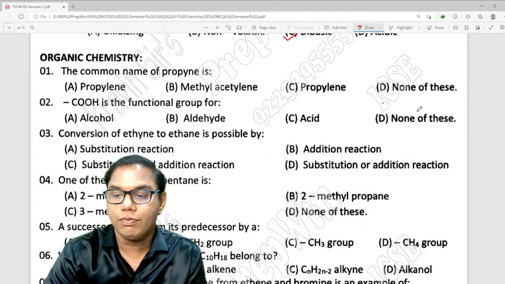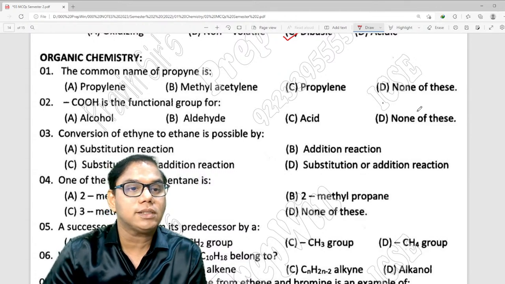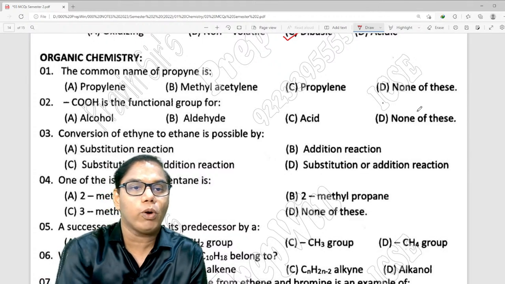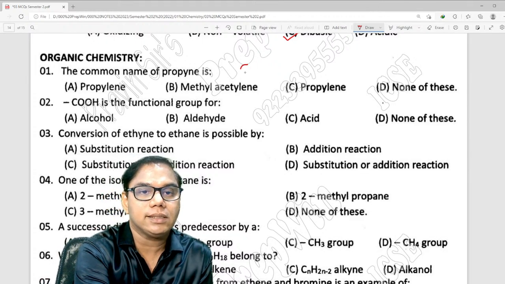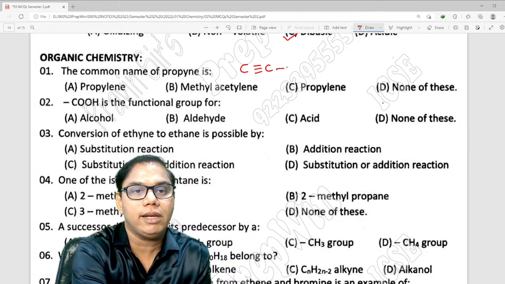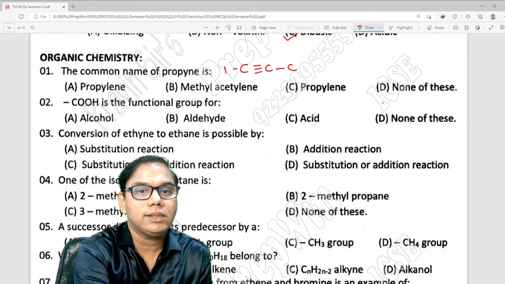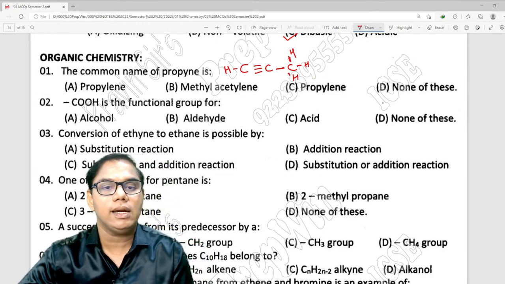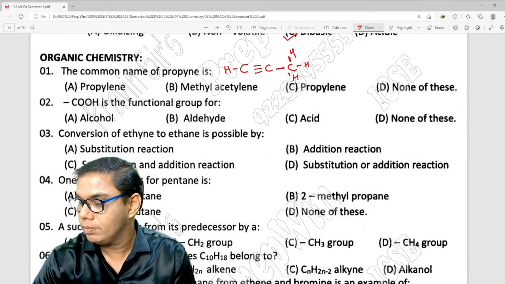First ka answer, what is first ka answer? Propyne. What is the common name? Propyne is this: C triple bond C. Prop means three carbons. This is hydrogen, and here three hydrogens. All the carbons should have four valencies satisfied. What is the name?